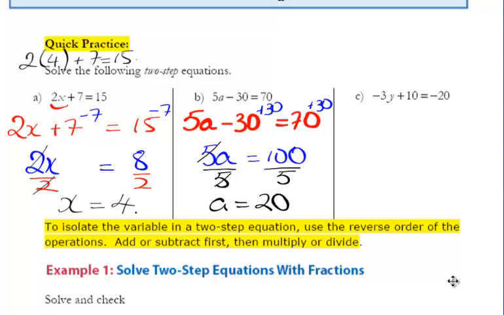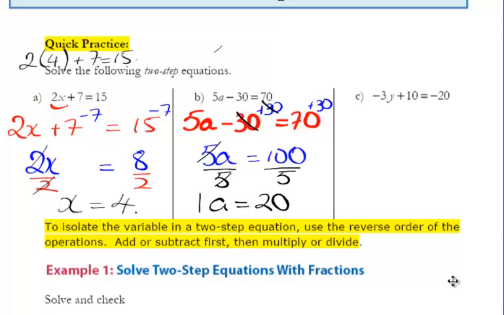So we added 30. Now minus 30 plus 30, of course, gives us 0. So effectively, what happens there is they just cancel out, don't they? And that leaves us with 5 times a is equal to 100. Then I did the division by 5, and I'm left with a single 1 times a on the left-hand side. 100 divided by 5, that's easy, that's equal to 20.